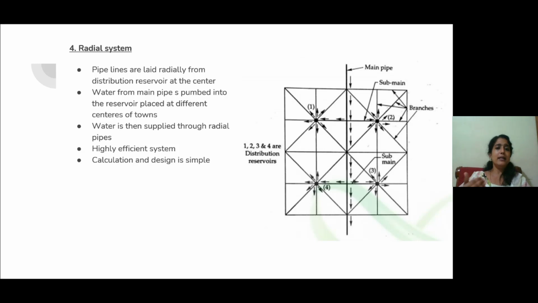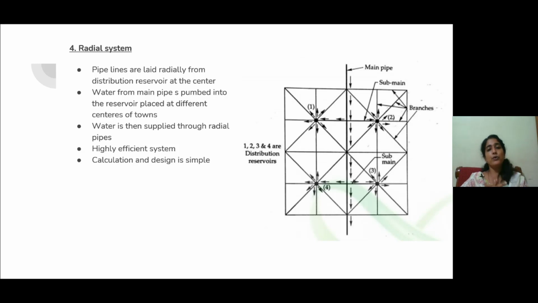The pipelines are laid radially from the distribution reservoir at the center. Then water from the main pipes is pumped into the reservoirs placed at the different centers of the town, which is shown as an arrow and a black spot. And the water is then supplied through the radial pipes. This is a highly efficient system. Then calculation and design is very simple.